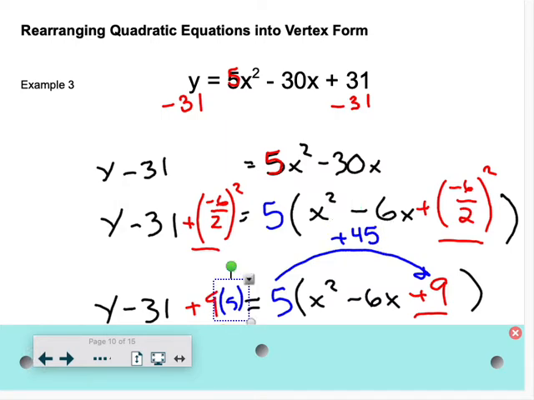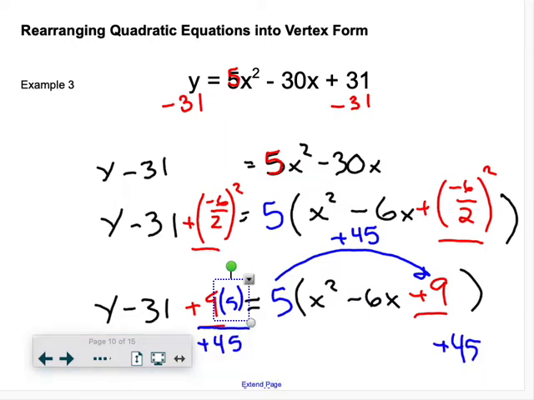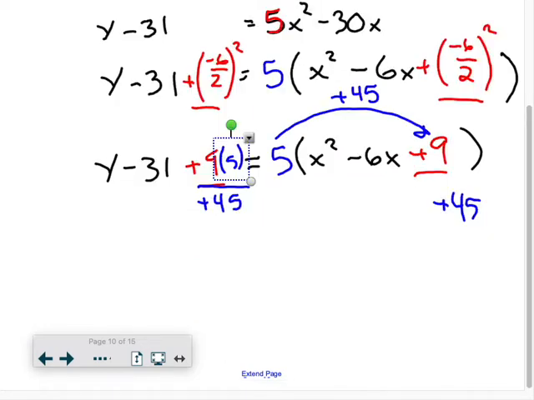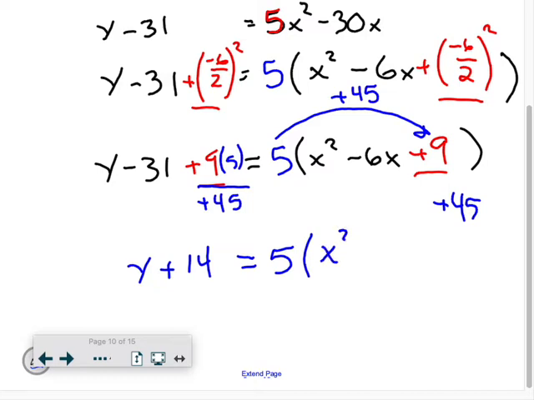If you just write plus 9 on the left side, you're not actually balancing the equation. You're only adding 9. But the total value we added was 9 times 5, which is a total value of 45. And that's the part that's different about this problem that you can't ignore. You added 45 to both sides, and then we clean it up. So we have y minus 31 plus 45, which is 14, y plus 14 equals 5 times x squared minus 6x plus 9.